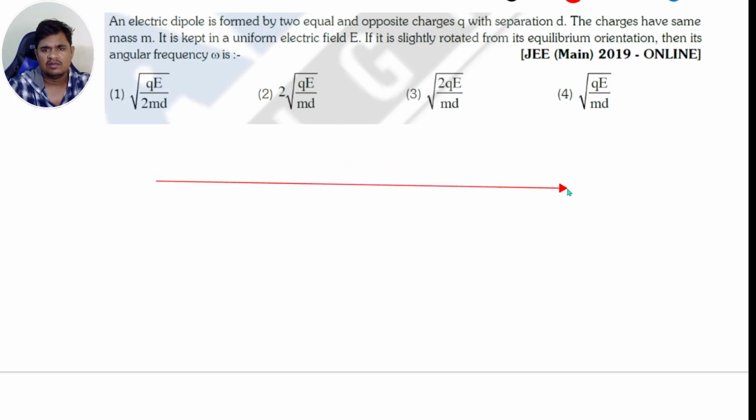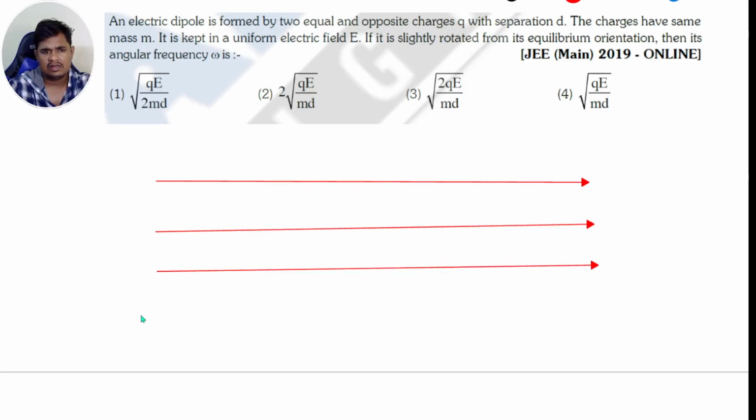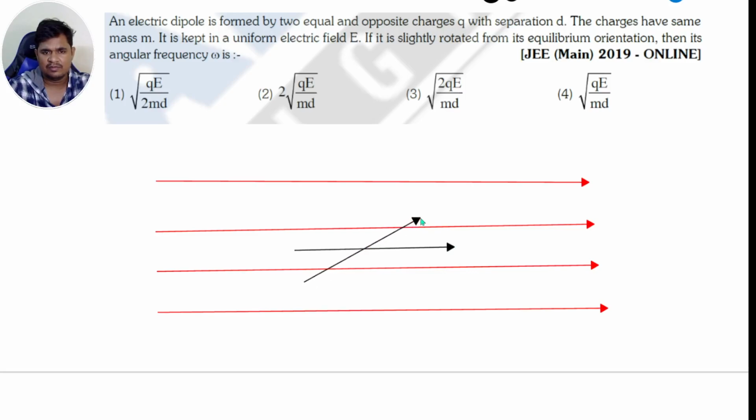So we have this constant electric field, and in this constant electric field we have placed the dipole, and now we are disturbing the dipole, and then we have to find the angular frequency of small oscillation. It is said that the charges have the same mass and it is kept in a uniform electric field. So this is basically the orientation in the uniform electric field. Now this dipole is slightly displaced from this position and released.